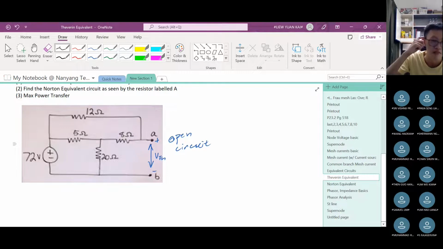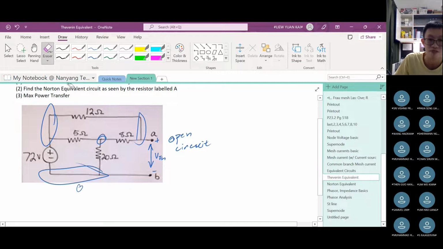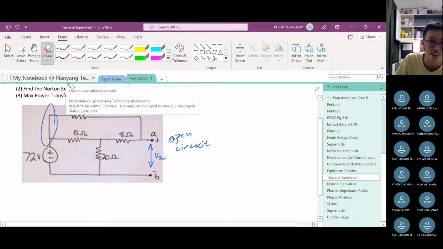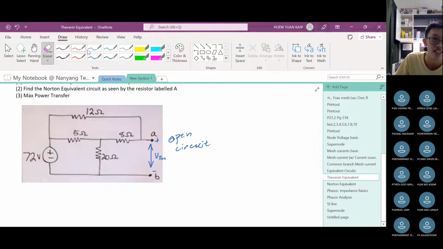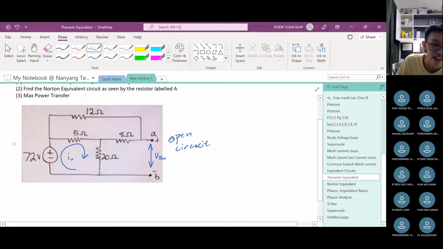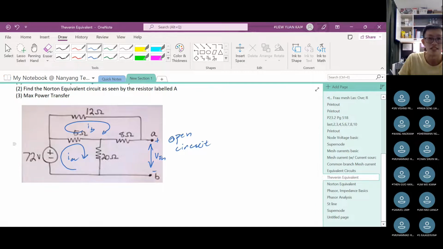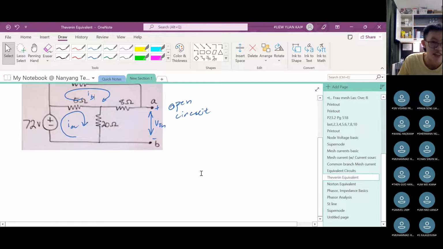In this case, I would choose mesh current. Why is that? Because there are only 2 meshes I have to deal with. If I choose node voltage, I have to deal with 1, 2, 3, possibly 4 nodes, because this is 0. There are more nodes to take care of than meshes. In this case, the meshes are this one, A, and this one, B. I only have 2 meshes to deal with, so the preferable choice is mesh currents. Let's go ahead and do that.